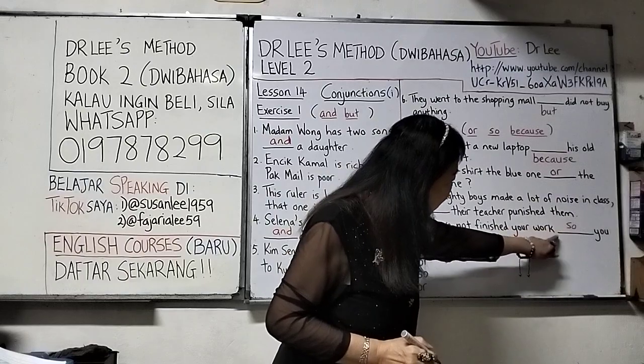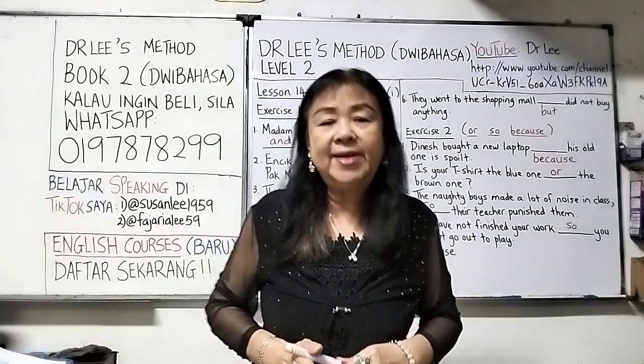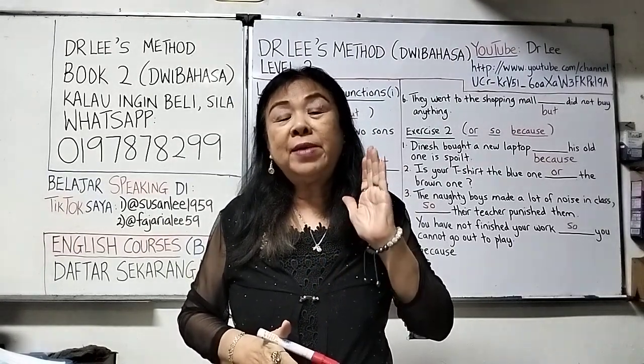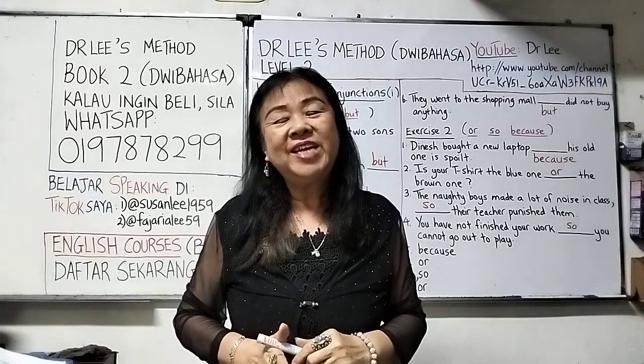But in front of the word so, you cannot see a comma. What does it mean? It means to say that in front of so, you can put a comma or you don't put a comma, it's okay. It's okay.